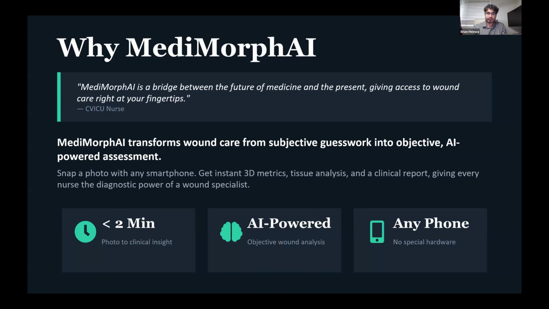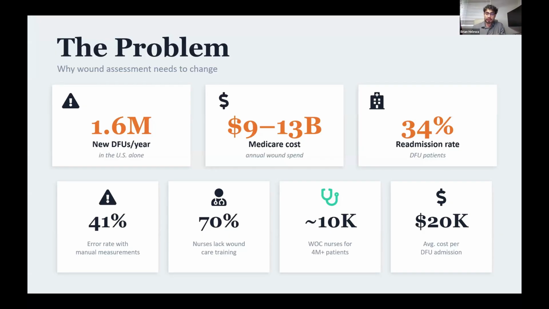The real problem right now, though, is that there are 1.6 million new diabetic foot ulcers every year in the US alone. And Medicare spends about $9 to $13 billion annually on wound care. And 34% of those diabetic foot ulcer patients end up readmitted. And this is what hit me the most, this silent epidemic, the misdiagnosis. There's a 41% error rate with manual wound measurements, and that's mainly due to no standard care methods.